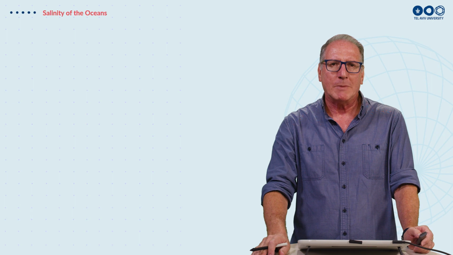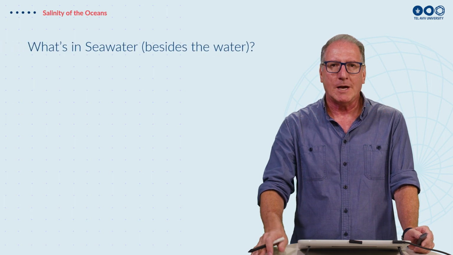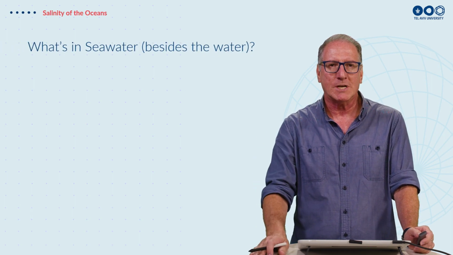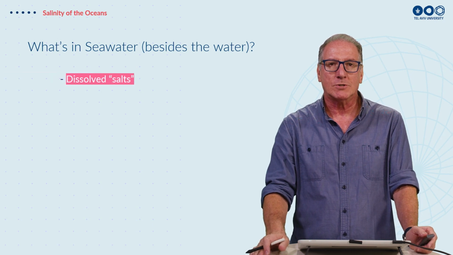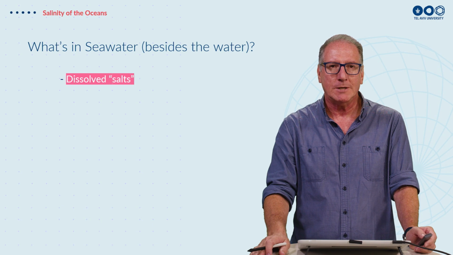Now, the oceans are not made of pure water. They have lots of things inside them. So what is actually inside the seawater? First of all, we have dissolved salts. That's why the oceans are salty.